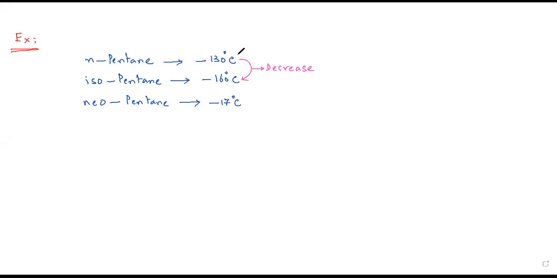Now, this is a bit interesting. Minus 130 to minus 17. Branching has become more and more, but the thing is, there is an increase in melting point. So we cannot actually give a generalization with regard to branching in case of melting point. So this is in case of alkanes with 5 carbon atoms. Let me give you 2 more for clarity's sake.